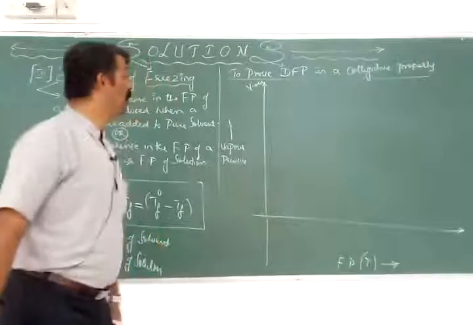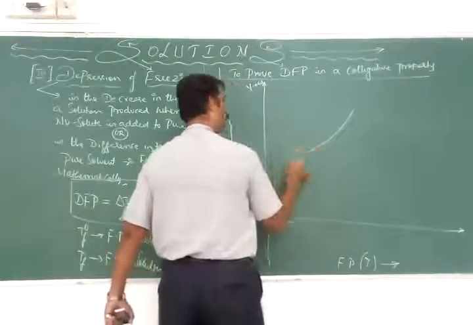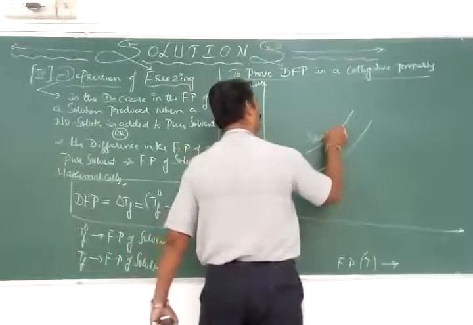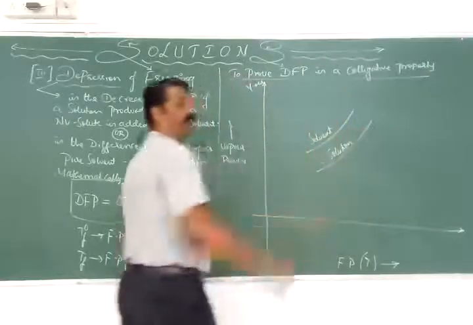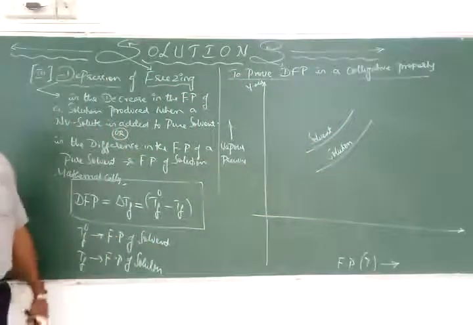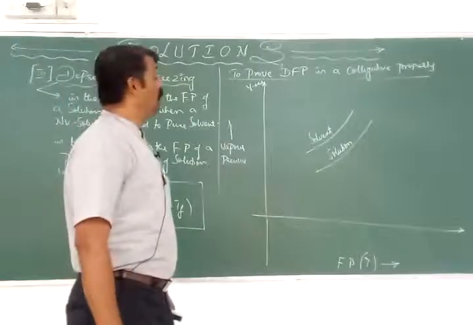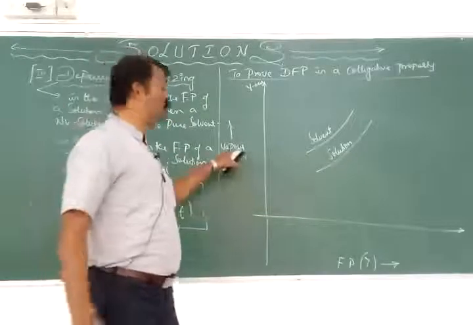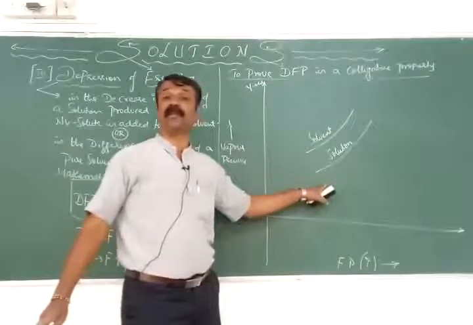Okay. As usual, this is the vapor pressure curve with respect to the pure solvent, and this is the vapor pressure curve with respect to the solution. Already we have mentioned why. Because addition of a non-volatile solute to a pure solvent decreases the vapor pressure. Therefore, the vapor pressure of the solvent is higher compared to the vapor pressure of the solution.